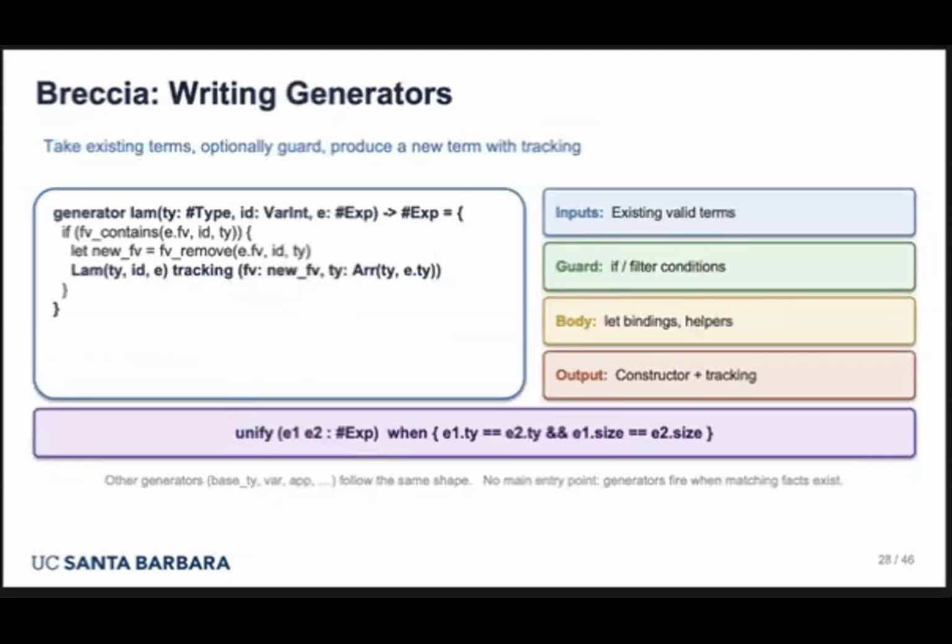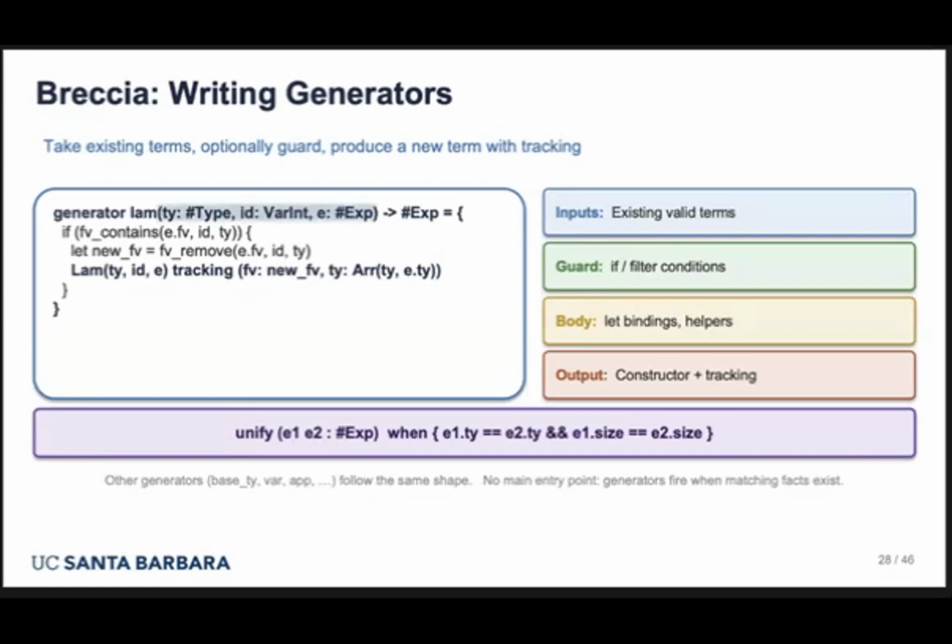Okay, cool. Now that you've seen the data type declaration, let's look at an actual generator in this language. It follows a pattern where we take existing terms, optionally guard, and produce a new term with tracking information. I'll walk through the cards on the right-hand side and show you how they map to this coding example. This is a generator for a lambda abstraction in the simply typed lambda calculus.